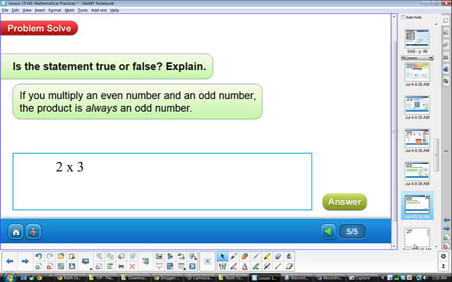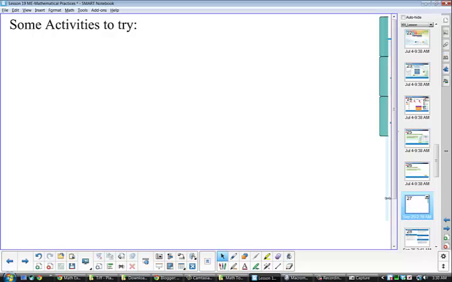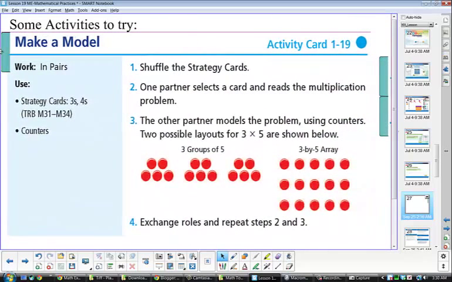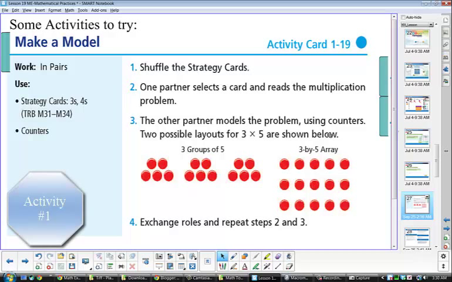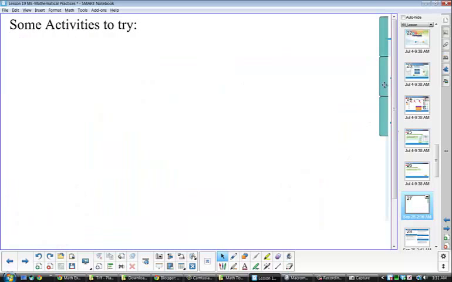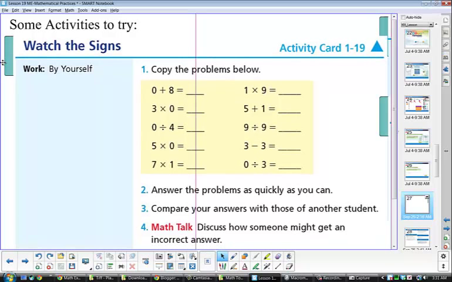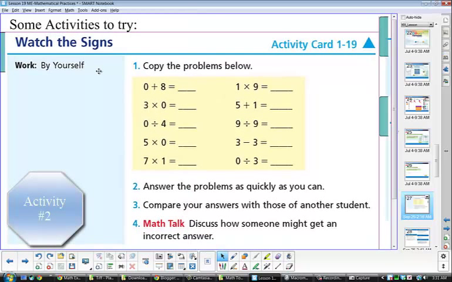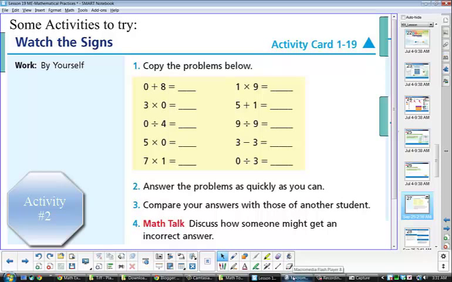Those were our problems for today, but I've got a couple challenges for you, and I'd like you to try them. These are some activities. So I'm going to show you this activity card, and I'm going to let you pause the video so you can shuffle the strategy cards, see how to do this. This was actually something you can do with some counters. See if you can actually do some of the multiplication problems on the kitchen table. Next activity. Pause so you can see this one. This one you can do by yourself. Copy the problems below and then answer them as quickly as you can.